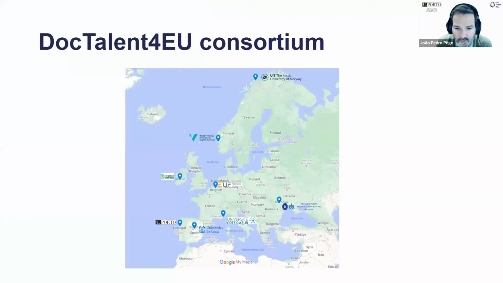So let me start to introduce you the DocTalent4EU consortium. This is 8 institutions. EUF is the only non-higher education institution, but is a fantastic partner. It helps us promote our work and disseminate our work. Besides EUF, we have University of Porto in Portugal, the University of Alcalá in Spain, University of Iași in Romania, the Université d'Azur, which is our consortium leader in France, University of Limerick in Ireland, and then HVL and UIT in Norway, two Norwegian universities.